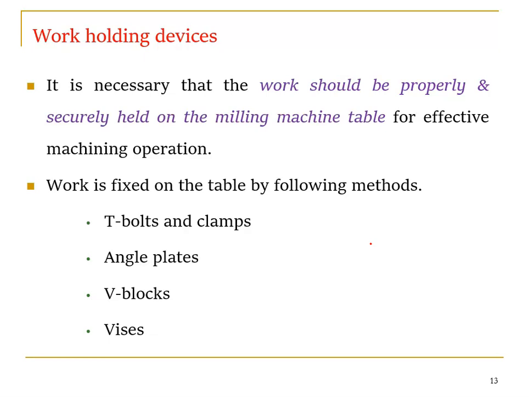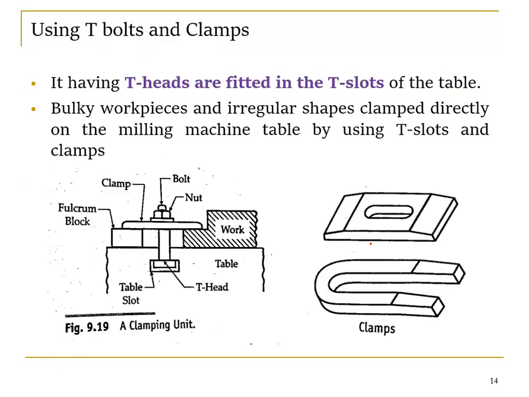It's an effective one. Vises, you know that we have a fixed jaw as well as a movable jaw. The movable jaw has a lever. If you rotate the lever, the movable jaw will move and you can place the object between the fixed jaw and movable jaw. You can reorient it, so you can hold the workpiece. So this is what using T-bolts and clamps is. It has T-heads that are fitted in the T-slots of the table.